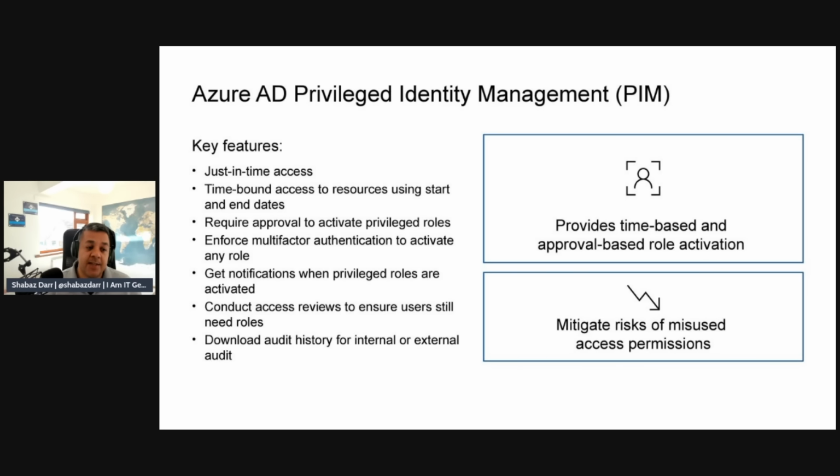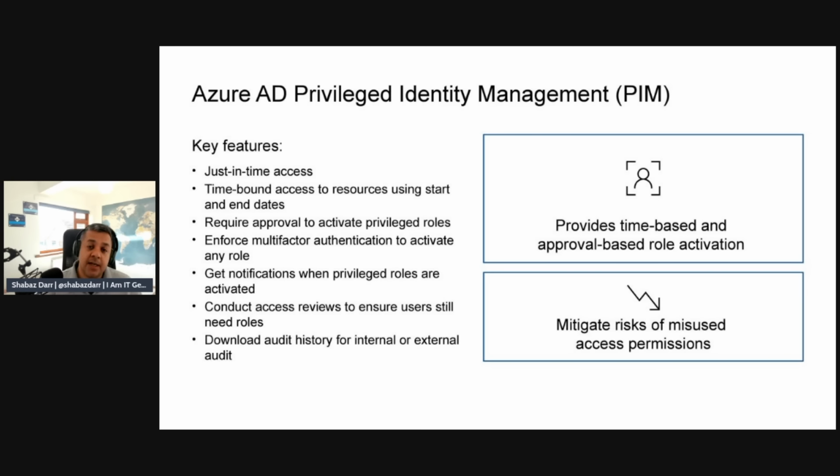Some of those key features include the just-in-time or JIT access that we mentioned. That's essentially time-bound access to resources, and it has a start and end date and time as well. You can dictate that and you can do access reviews around that as well. Again, requiring approval is a good feature to activate those privileged roles, making sure that your top-level administrators, or sometimes even your team leaders and managers, are getting a view of when you are asking for that approval. But having to use MFA when you elevate in PIM is a very key, important feature as well.